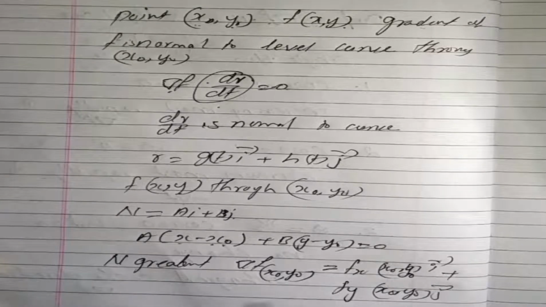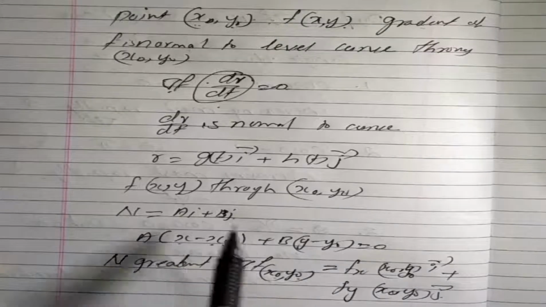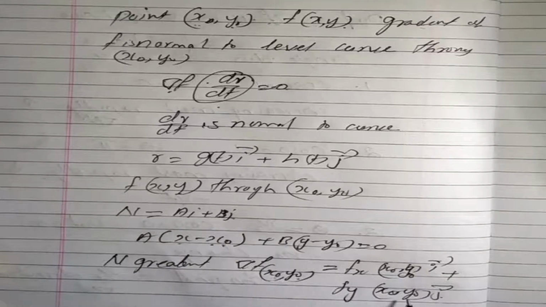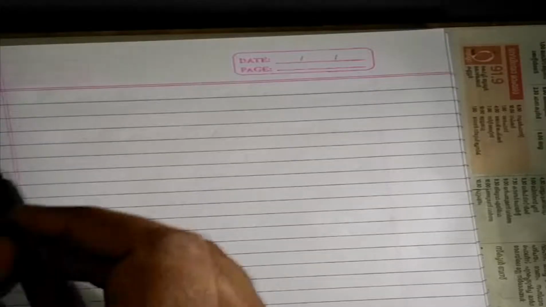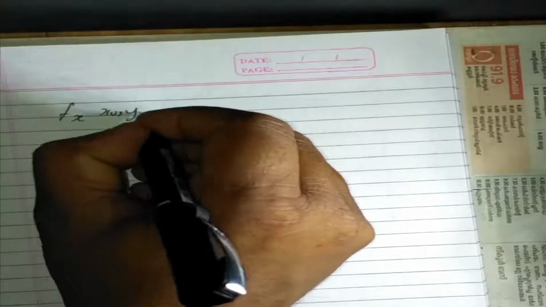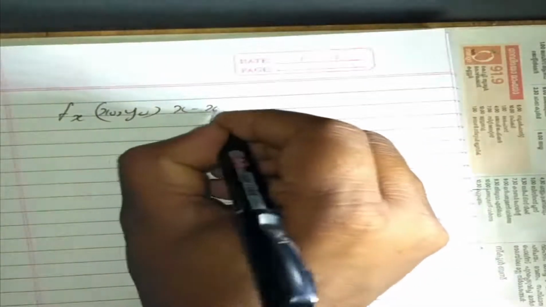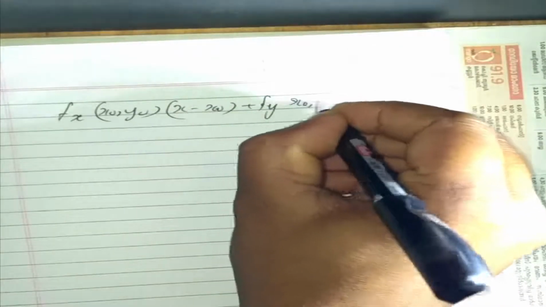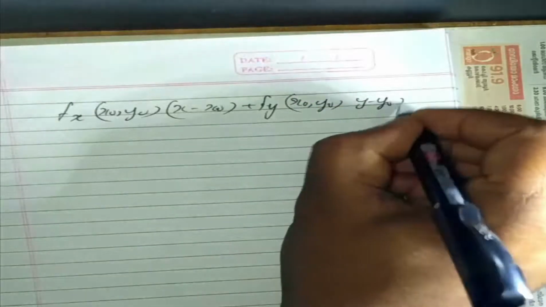Then, to get this, take the gradient of n at the initial point x naught, y naught. The derivative fx at x naught comma y naught is the i vector, and fy at x naught comma y naught is the j vector, so n is ai plus bj. Taking the gradient of this function, we write fx of x naught comma y naught times (x minus x naught) plus fy of x naught comma y naught times (y minus y naught) equal to 0.